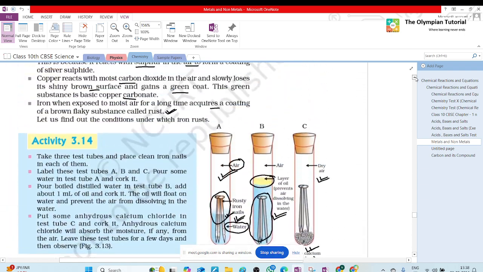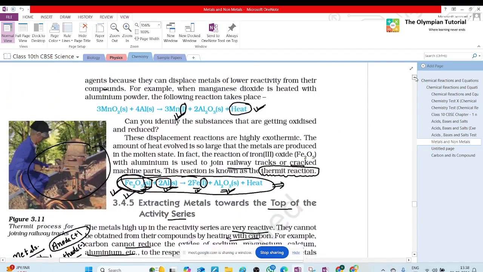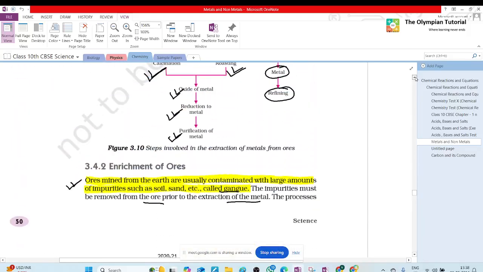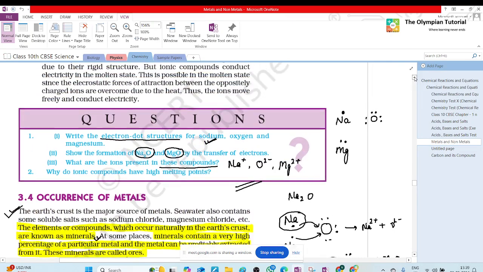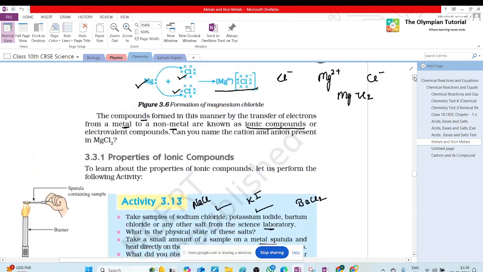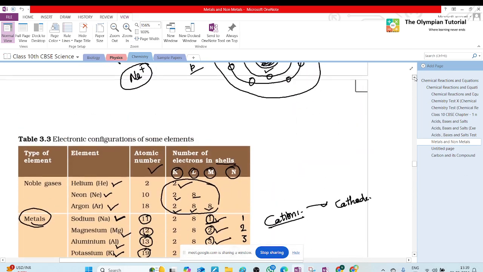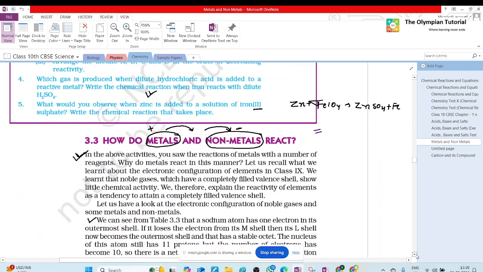हमें क्या पता है कि metals क्या होते हैं? Electron donor. They give electrons. Why do they give electrons? To achieve stability, to complete its octet. And non-metals take electrons. Why do they take electrons? They take electrons to form an octet.